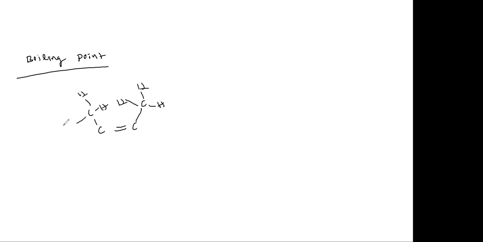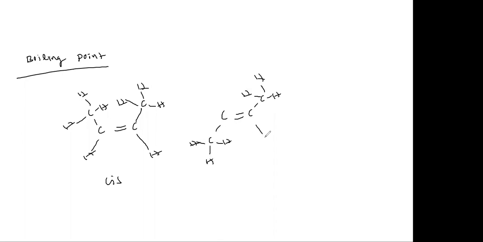Chalo. Boiling point. Listen. Here carbon and carbon, for example, CH3 like this, then CH, H, H, H, H. What is this? Cis-2-butene. Yes or no? C double bond CH, H, H, then C, H, H, H, H, H. What is this? Trans-2-butene. Cis-2-butene, correct? Trans.